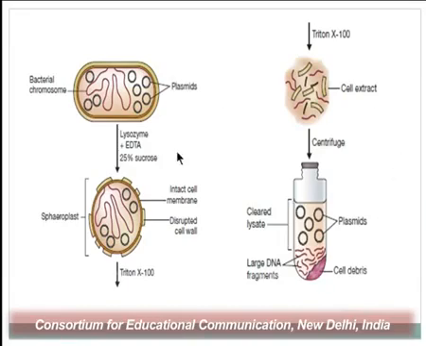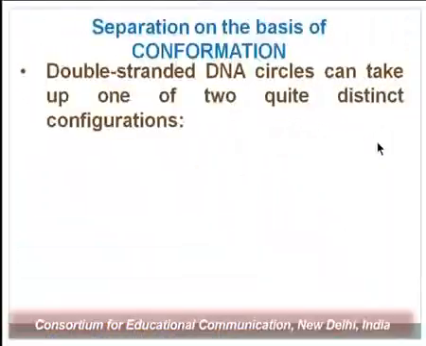Again, I have told you the disadvantage is if the plasmid sizes are large. For that, we use another aspect of the plasmids to separate them from the chromosomal DNA, and that is that we do the separation on the basis of conformation. Now, conformation is the structural organization of the plasmid DNA. You can refer here to one of the lectures in molecular biology on topology of the DNA, where I have talked in detail about the various conformations of DNA inside a cell. Just to recall, I will take up the simplest one: double-stranded DNA circles can take up one of two quite distinct configurations.